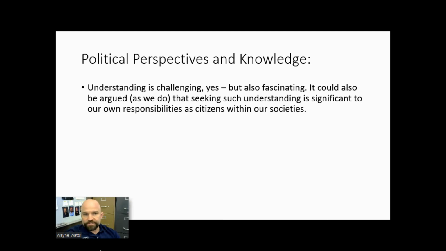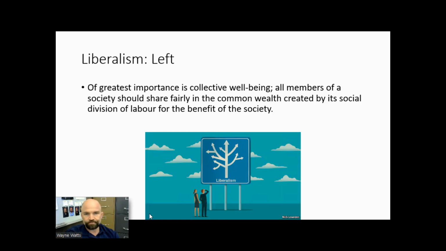Understanding is challenging, yes, but it's also fascinating. It could also be argued, as the Dombrowski text does, that seeking such understanding is significant to our own responsibilities as citizens within our societies. So, first for liberalism, or what we oftentimes call the left.